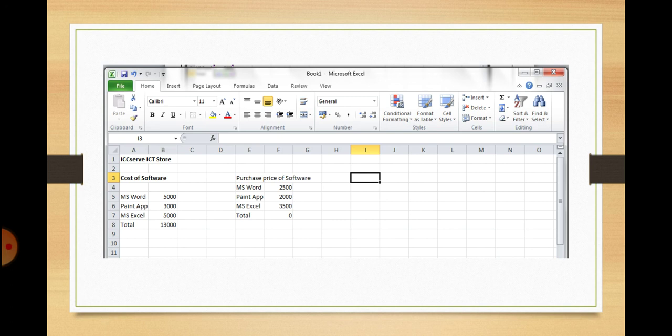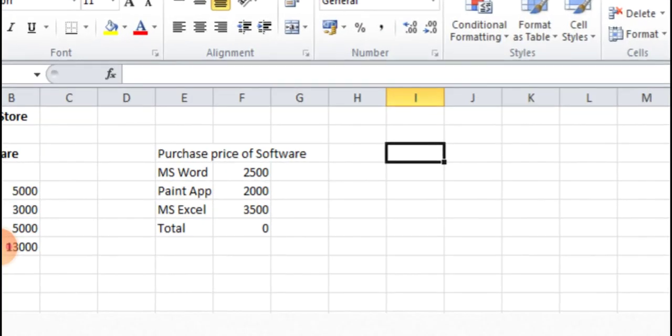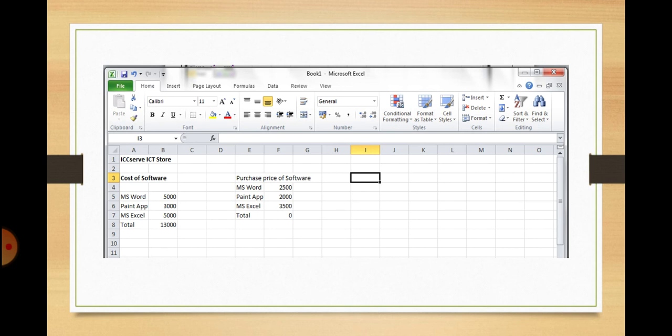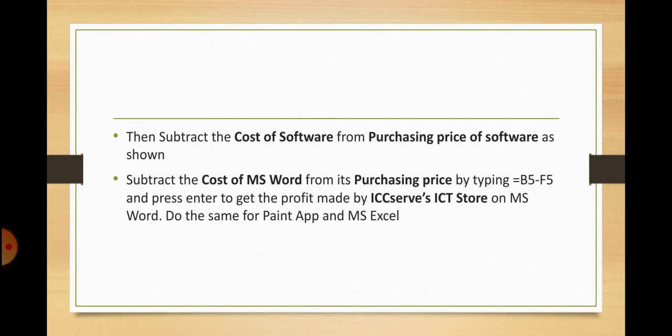So what you would do is to enter the purchasing price just as shown below. So MS Word was purchased for 2,500. Paint application was purchased for 2,000. Microsoft Excel was purchased for 3,500. You enter the figures below here just as shown here. Then the next thing is, we can subtract the purchasing price of the software from the sales price, as shown.